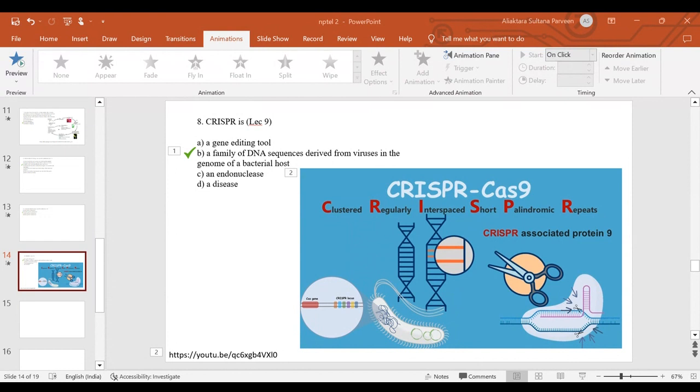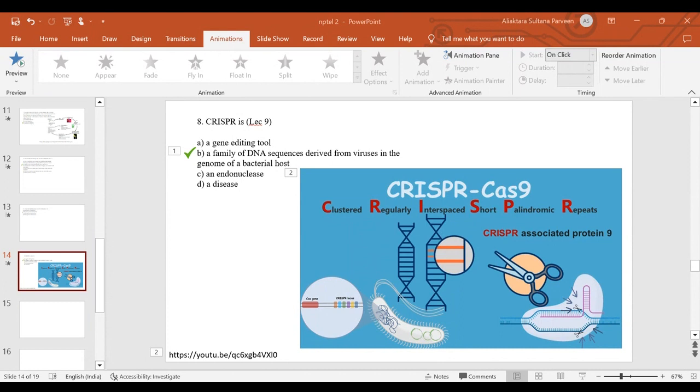So CRISPR, you all know it is a gene editing tool, a genome editing tool, but it's actually a family of DNA sequences derived from viruses in the genome of a bacteria. So we use it as a tool for gene editing, but if we talk about the origin, it's coming from sequences of the bacteria. It is known as clustered regularly interspaced short palindromic repeats.